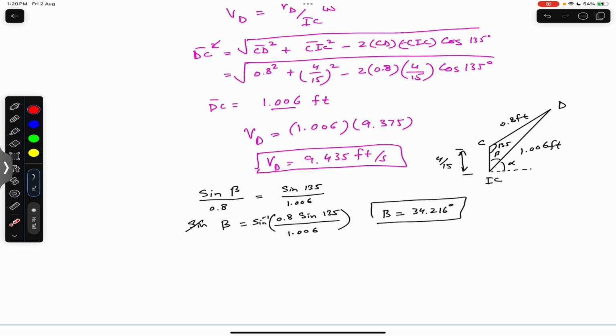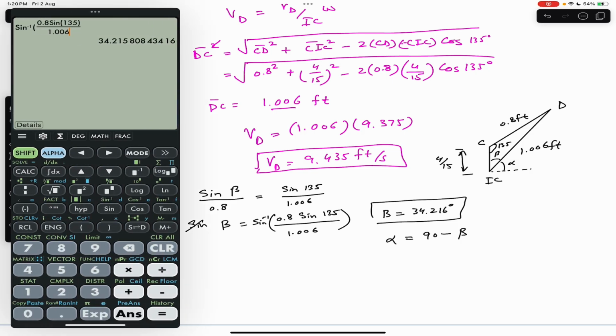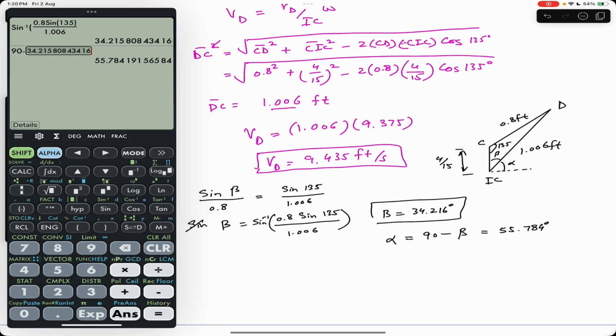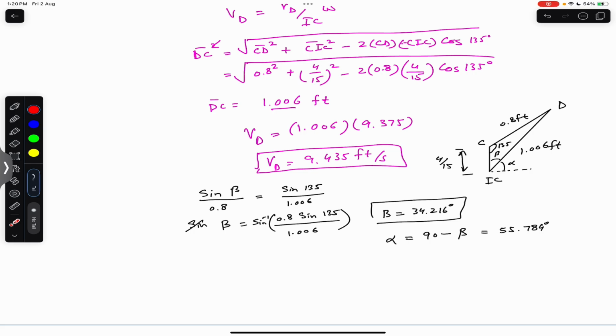Now once we find this beta, since we know that this angle is 90 degrees, alpha will be equal to 90 minus beta. So we can say that alpha is equal to 90 minus beta, and 90 minus this answer is 55.784. So angle alpha is 55.784 degrees.